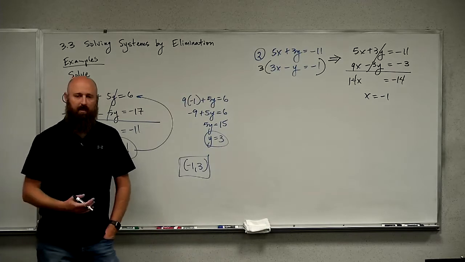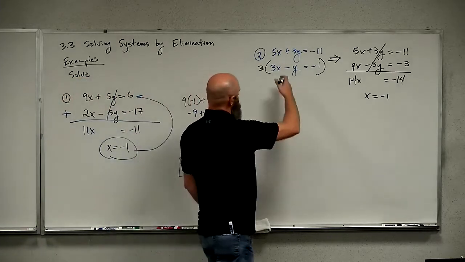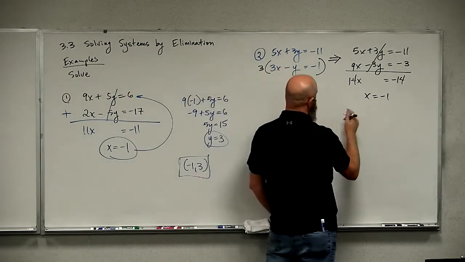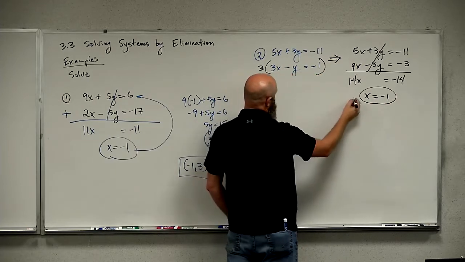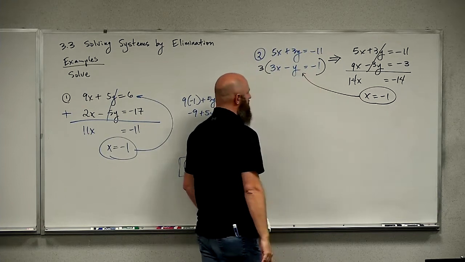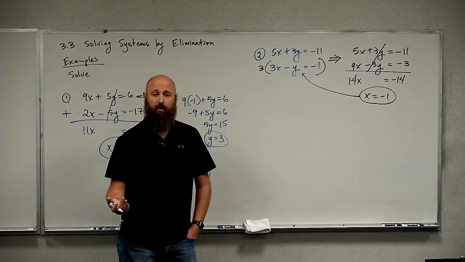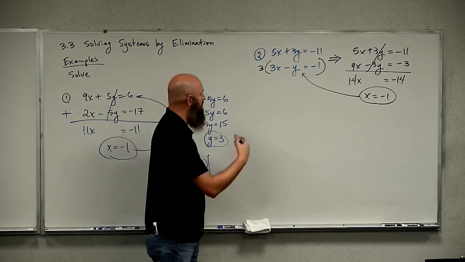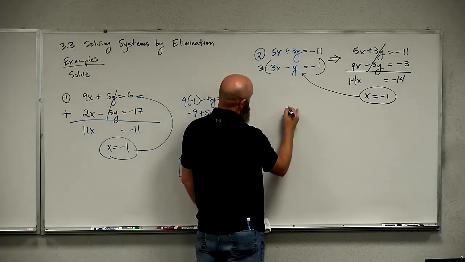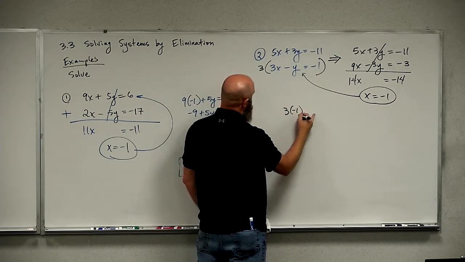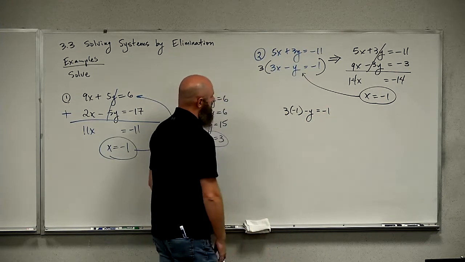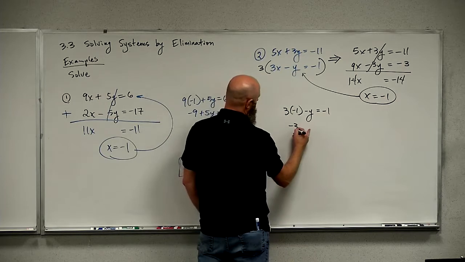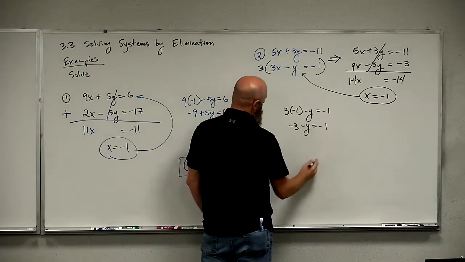Now, I do always recommend that you plug back into your originals. One of these in blue, it doesn't matter which one. I'm going to plug into the bottom one. They're just kind of smaller numbers. It doesn't matter which one you do. I change from time to time. So we get 3 times negative 1 minus y equals negative 1. So negative 3 minus y equals negative 1.